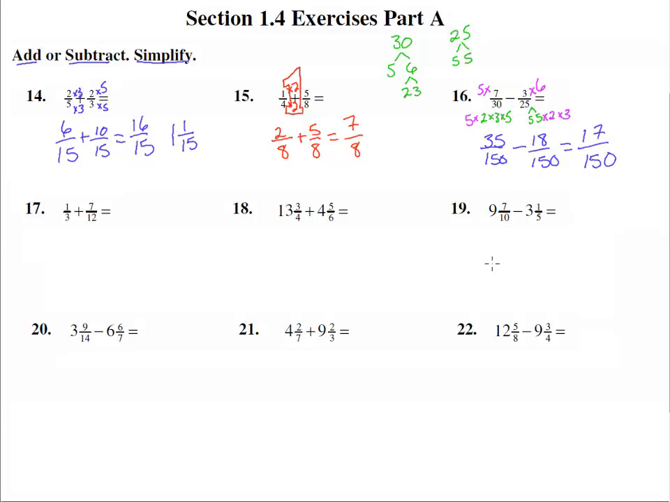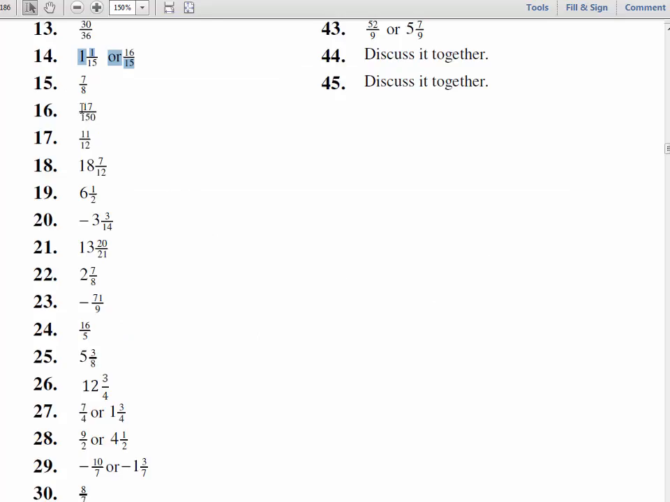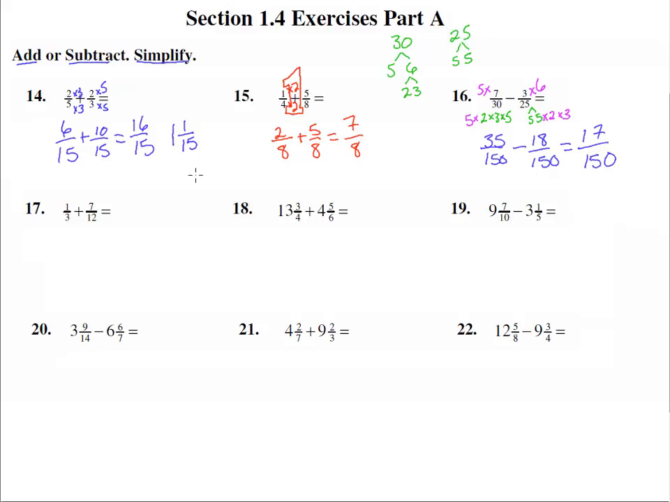Let's double check that answer. 17 over 150. And good, that's what the previous one was as well, 17 over 150. Number 17, 1/3 plus 1/12. Let me see, looking at it, 3, 6, 9, 12. We can just times this one by 4 and times this one by 4 and we'll have it. 4/12 plus 7/12. We always need common denominators to add fractions.